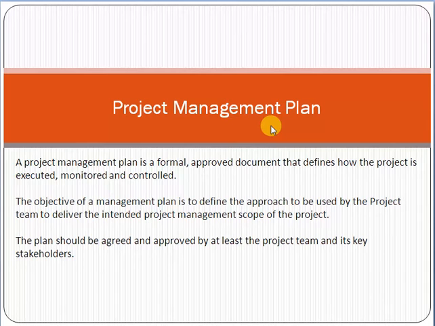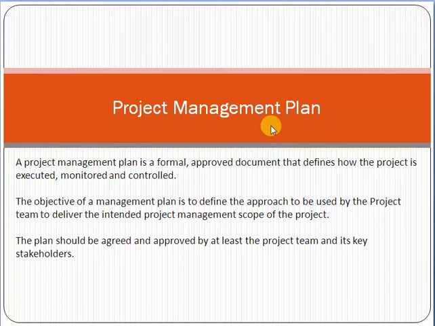Friend, honestly, it is a wrong concept, and if you go into the exam with this concept, you will not be able to answer the questions related to the project management plan. Basically, a project schedule is something different. A project schedule is a part of a project management plan. It is not a complete project management plan.